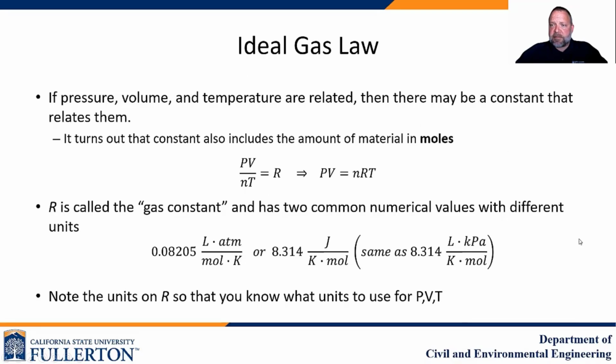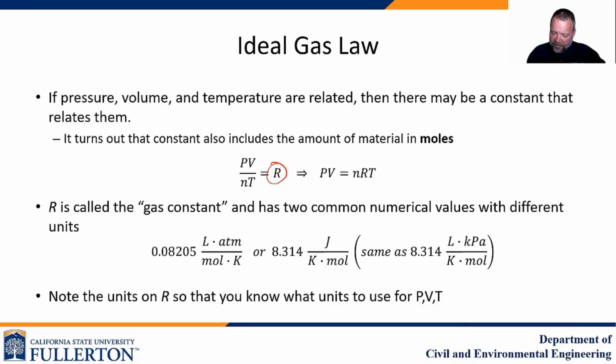Moving on from the combined gas law, we also have the ideal gas law. And so ideal gas law is if pressure, volume, and temperature are related, then there's probably a constant that relates them. So we said before P1 V1 over T1 is equal to P2 V2 over T2. But what if we start thinking about that in terms of what kind of constant could relate them? And it turns out that constant also involves the material in moles, and that constant is R. So you may have heard of R before.